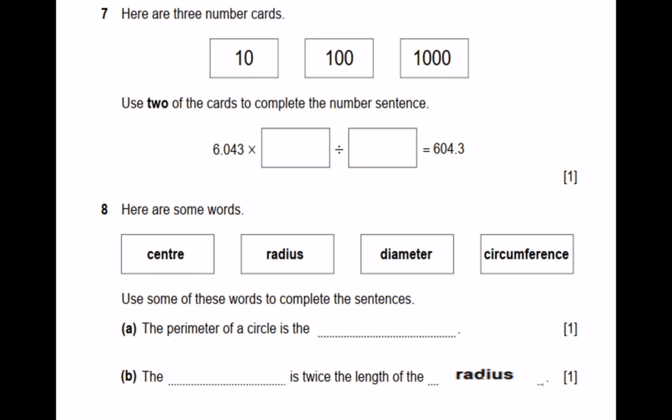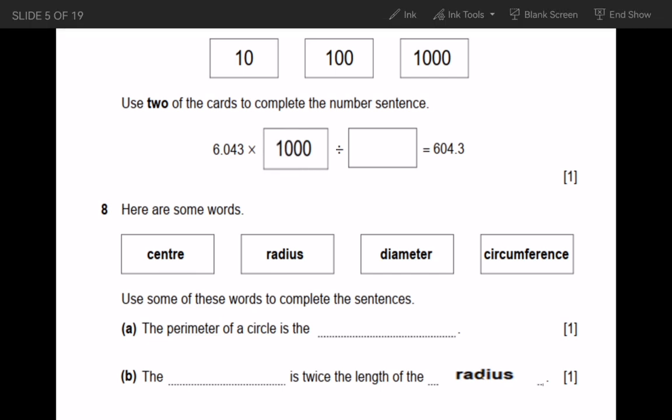Here are 3 number cards. Use 2 of the cards to complete the number sentence. The number was 6.043 and we end up with 604.3. So it means that for step 1 I need to multiply by a large number, which is 1000, and then divide by 10.